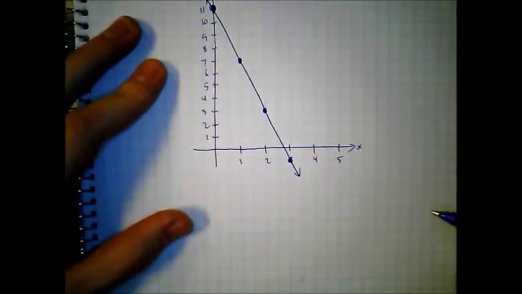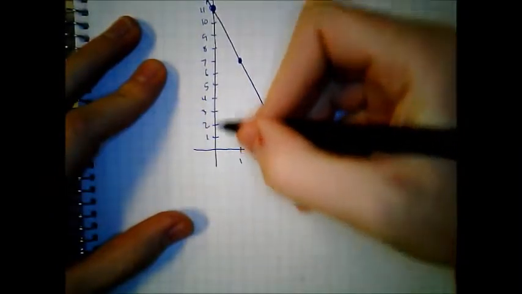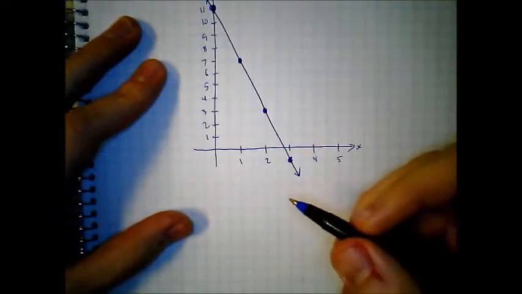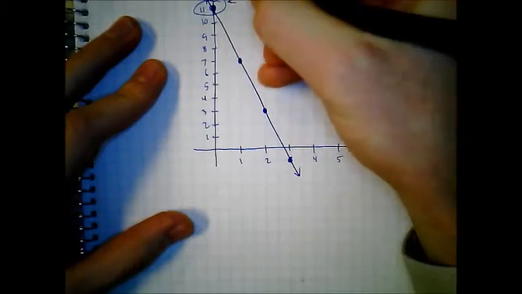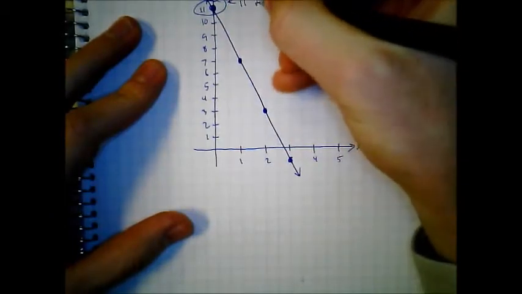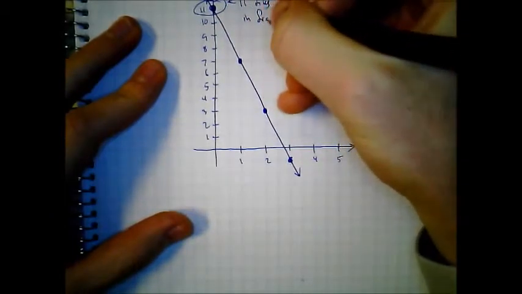Okay, so again, the two things we want to figure out are how many tiles are in figure 0, and how is this tile pattern growing or shrinking. I see my y-axis is always my figure 0. That's when x equals 0. So I see we have 11 tiles in figure 0.